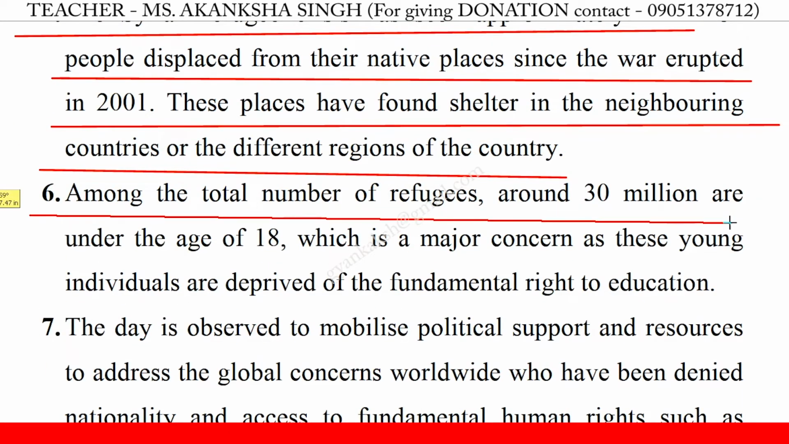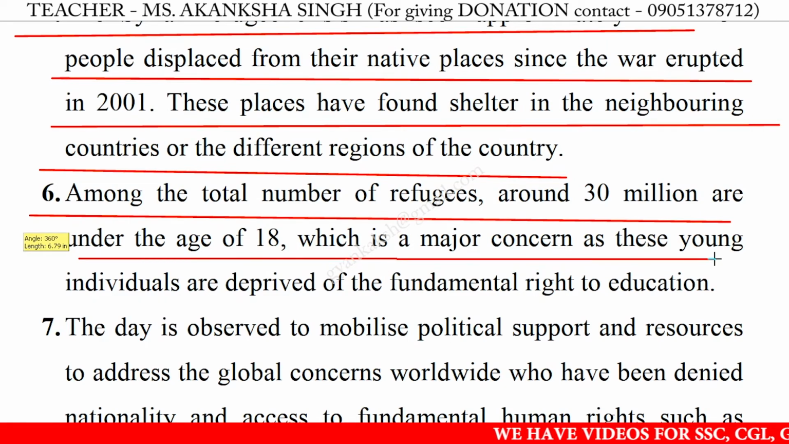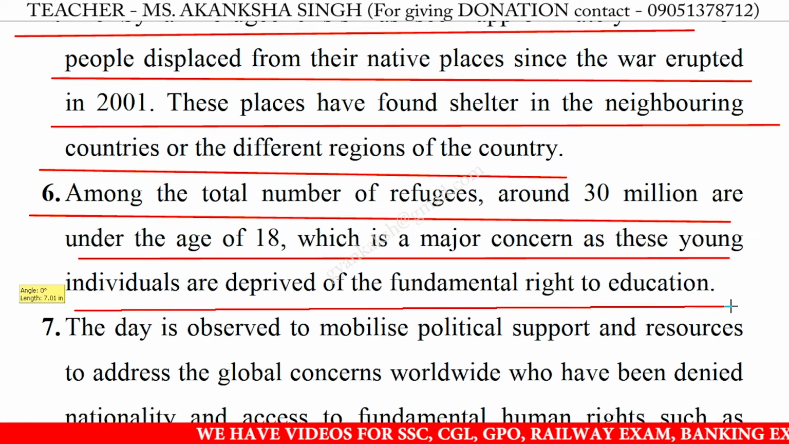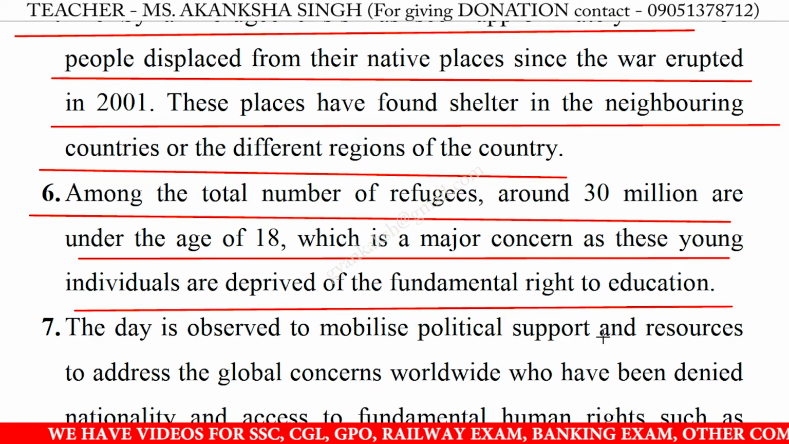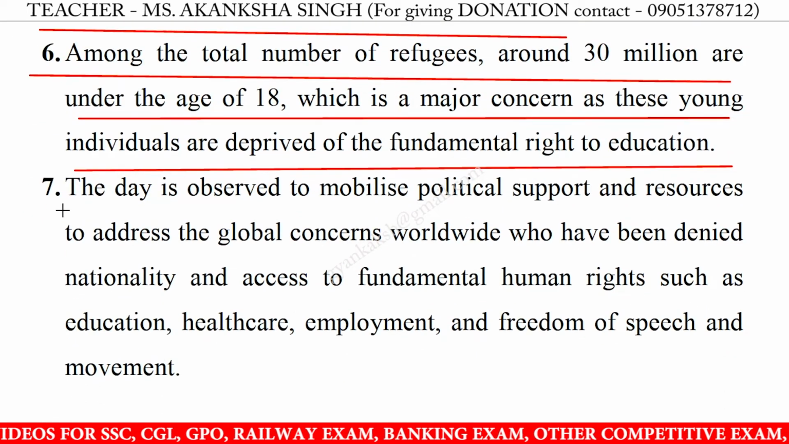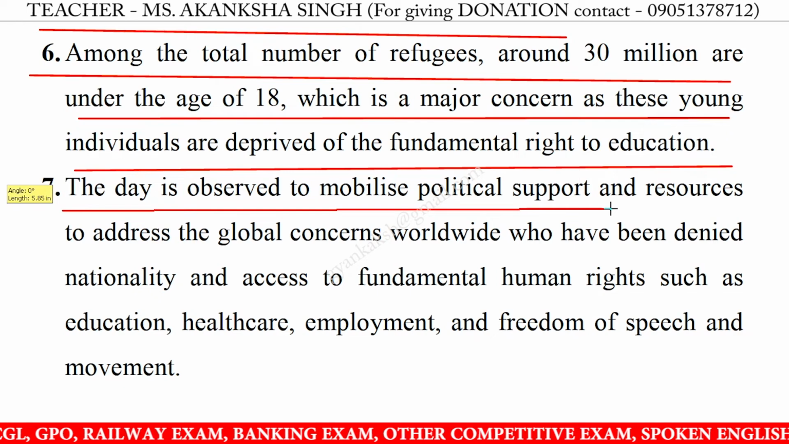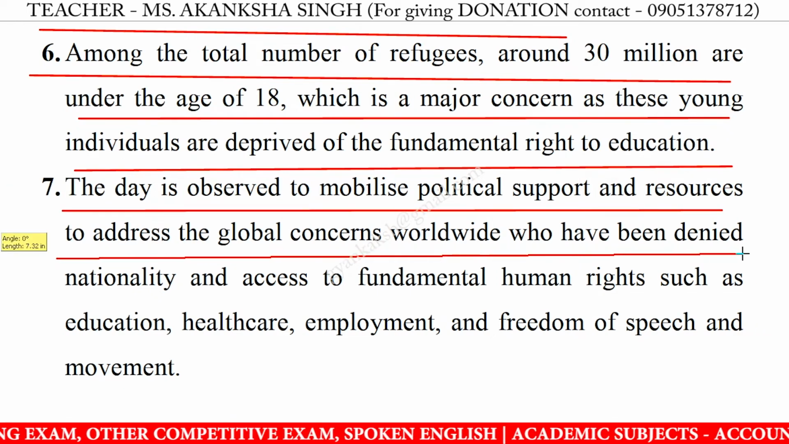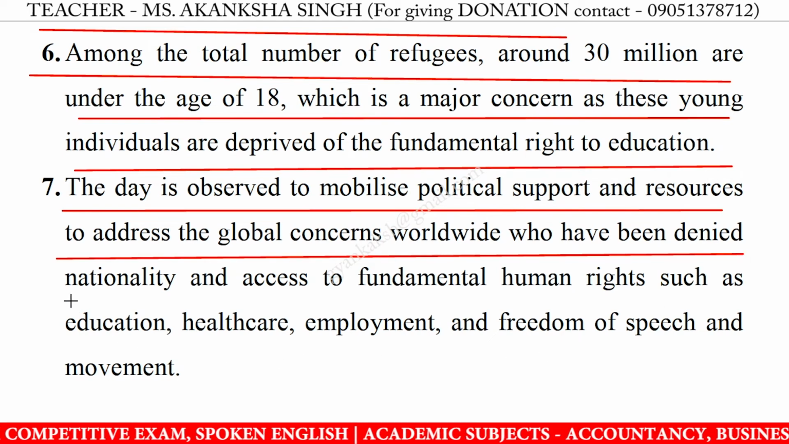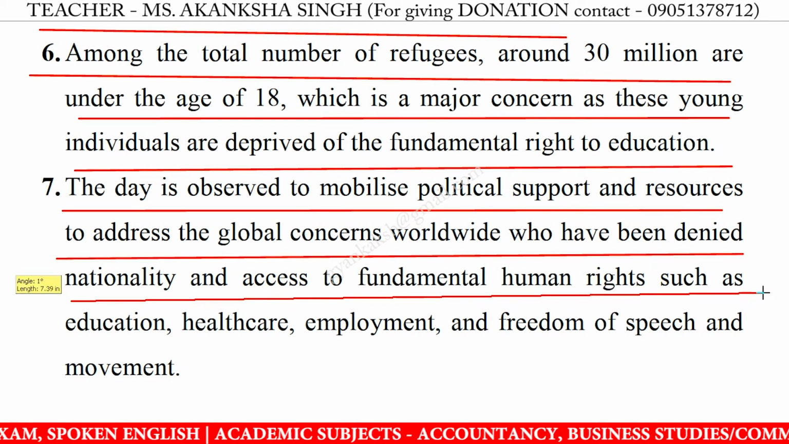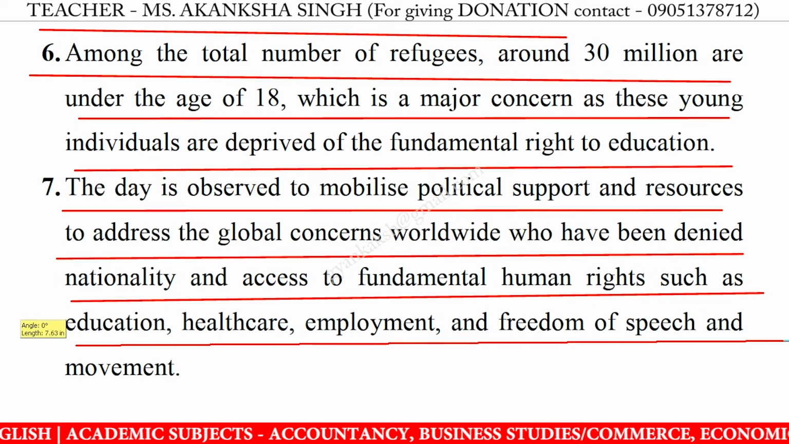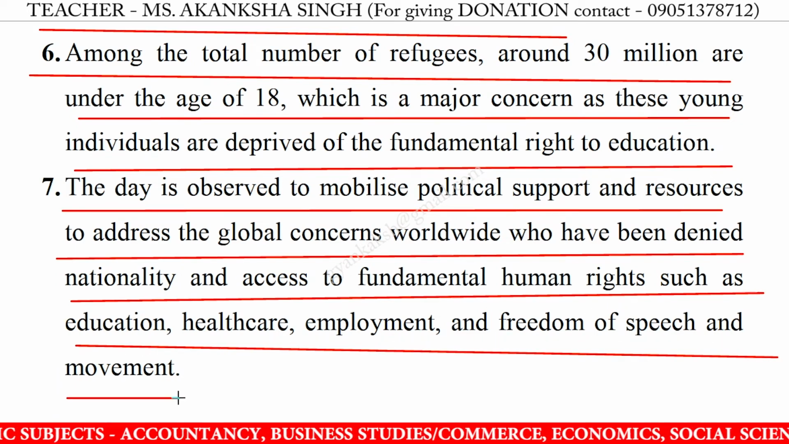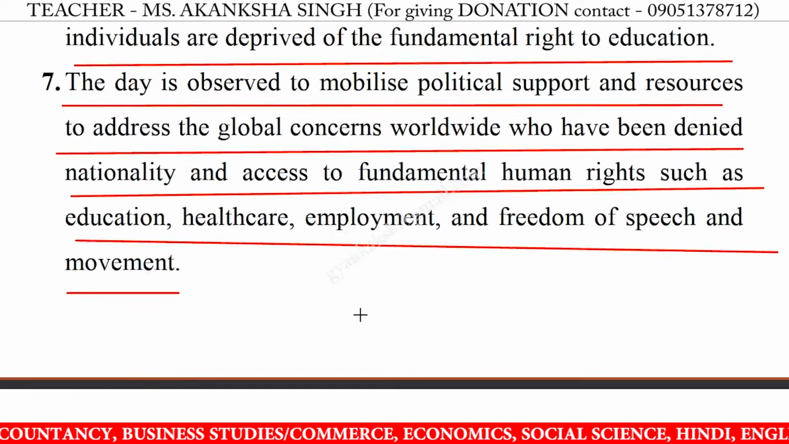Number 6. Among the total number of refugees, around 30 million are under the age of 18, which is a major concern as these young individuals are deprived of the fundamental right to education. Number 7. The day is observed to mobilize political support and resources to address the global concerns of those who have been denied nationality and access to fundamental human rights such as education, healthcare, employment, and freedom of speech and movement.